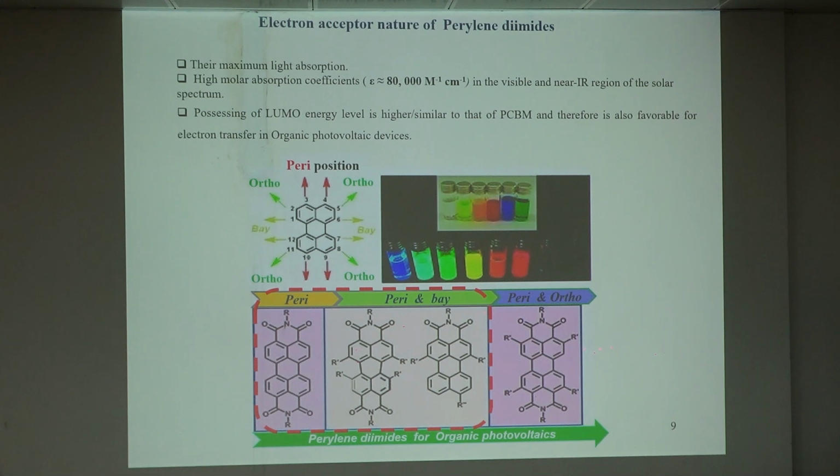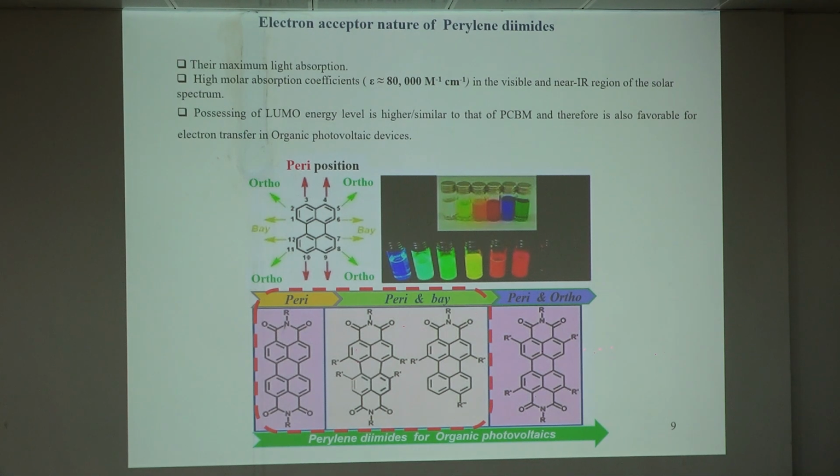Very important here is where you have to functionalize perylene. So we want to functionalize different positions. If you put a functional group R at 1 and 12, or 6 and 7, we call it bay perylene. If you functionalize 2, 5, 8 and 11, we call it ortho perylene. And if we tune 3, 4 and 9, 10, we call those peri positions.